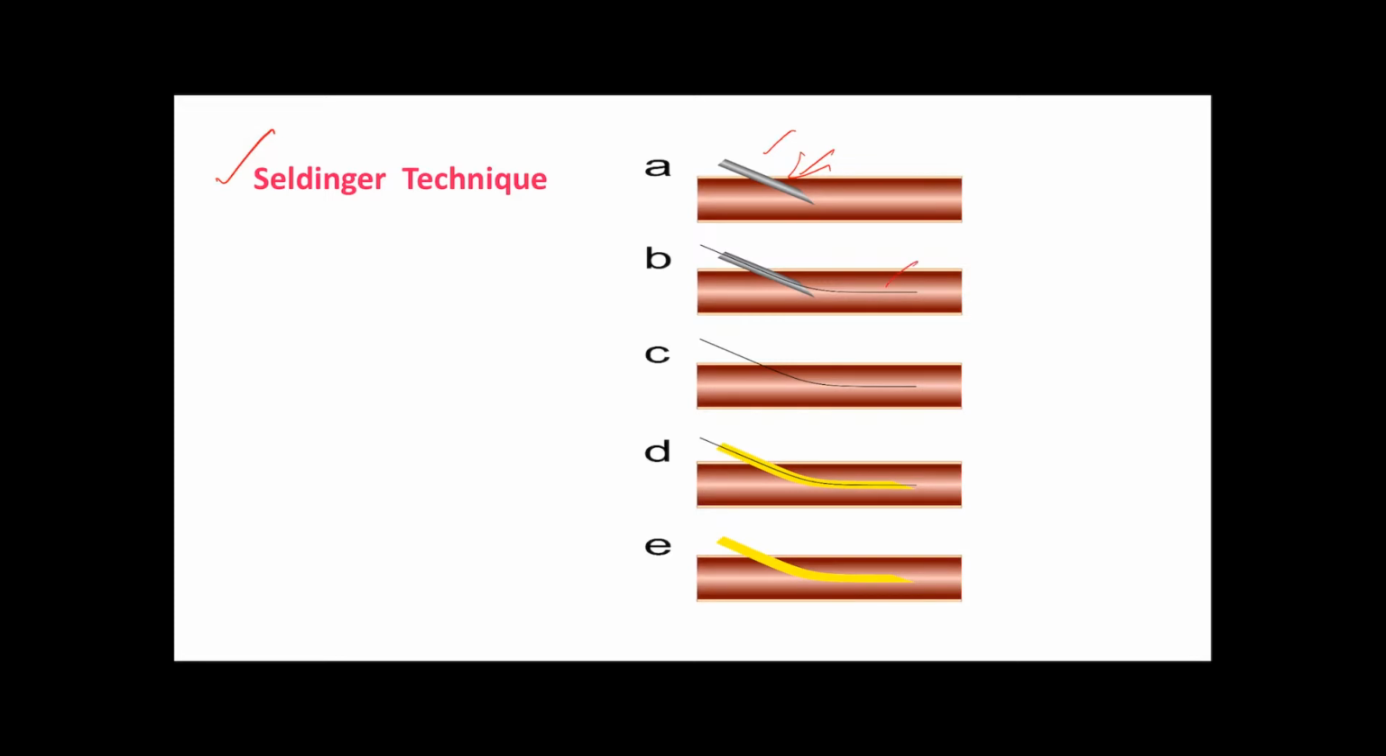Then you pass in a guide wire, and this establishes your access into the lumen of the artery or a vein. Then you remove the needle with the guide wire inside the lumen of the vessel, and then you put in a sheath with a dilator. When you are inside the vessel, you pull out the guide wire and the dilator, and you have an access. This technique we call the Seldinger technique.